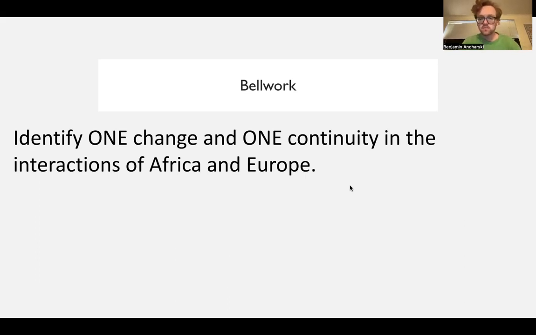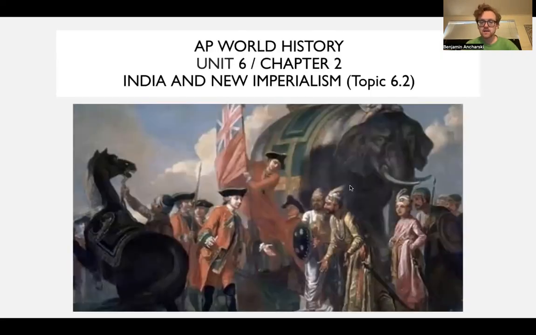So, bell work on the screen right there. Identify one change and one continuity in interactions of Africa and Europe between the age of colonization and the age of new imperialism. So what's one change? What's one continuity? So let's take a look at India today.